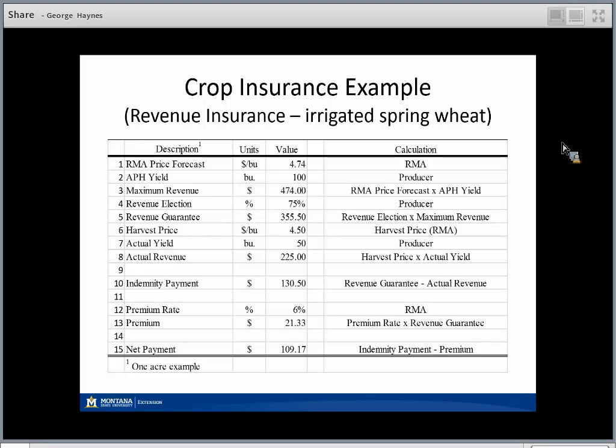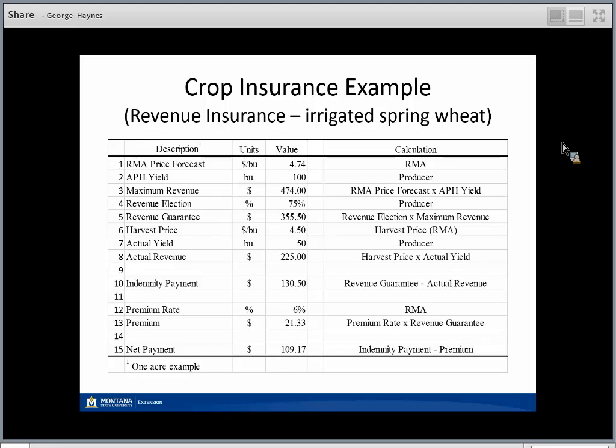Your revenue election on this, though, at least in our example here, you're only going to be able to buy insurance up to 75% of that. So at 75%, the maximum amount of money you're going to get out if you had a complete disaster would be $355 and some change. Keep in mind, what would you sooner have, a good production year where you're getting 474, or a year like this year where some farmers didn't get anything, and the maximum amount they're going to be paid would be the 355.